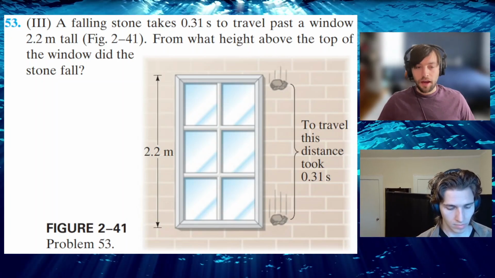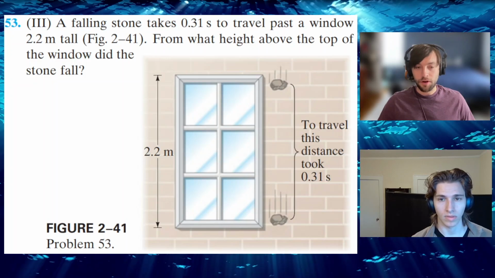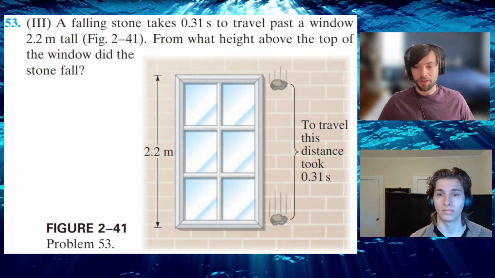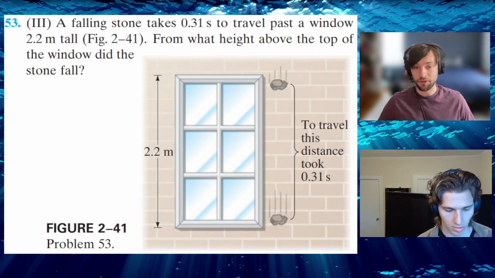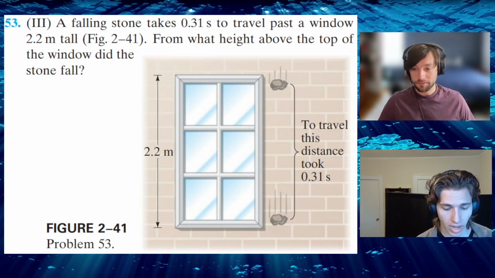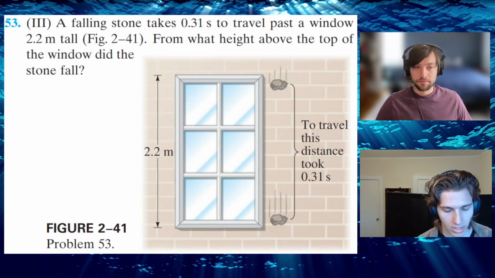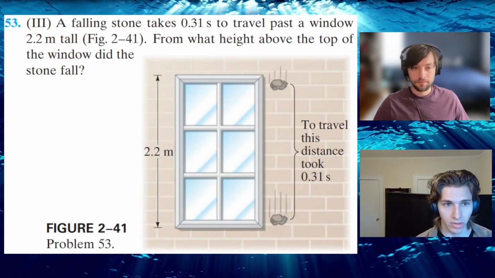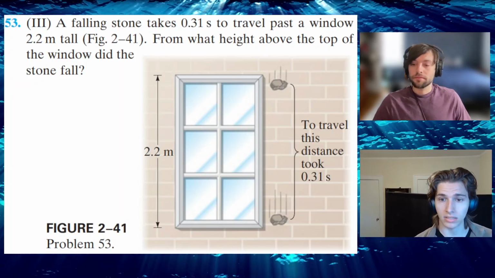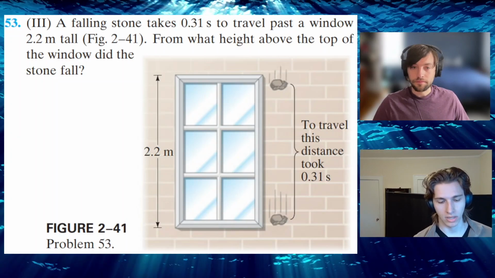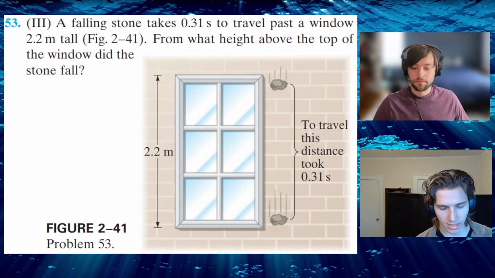We know how tall the window is and how long it took for the stone to fall to the bottom of the window, from where it was dropped, which might be even higher than the window. And that took 0.31 seconds. Right. So that's actually a second portion of things. We're going to call that delta x of the window negative 2.2 meters because it's falling 2.2 meters. We're going to say that the time is equal to 0.31 seconds.